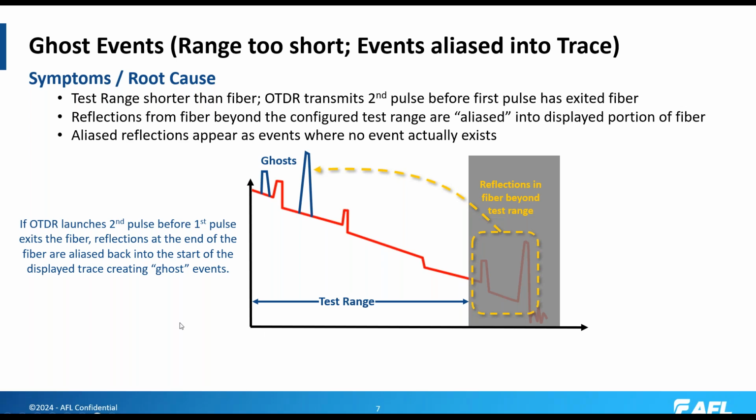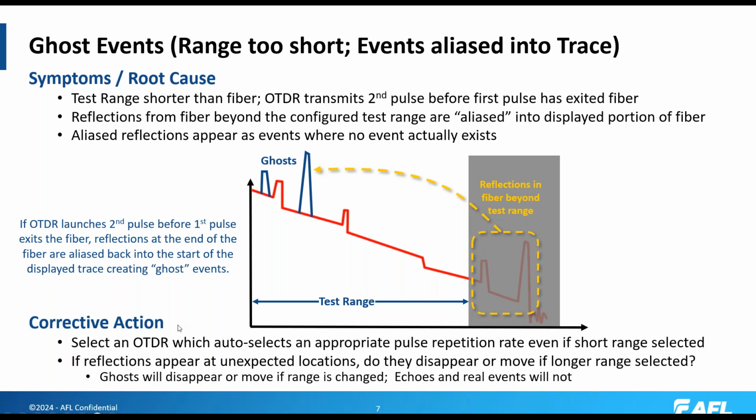The corrective action for this is to make sure that either you're using a smart auto mode, in which case the OTDR will automatically select a range that's longer than the network under test. Or if you're using expert mode, make sure that you've picked a range that is longer than the network under test. If you change the range setting and you see these ghost events move or disappear, then you'll know that they were indeed ghost events.